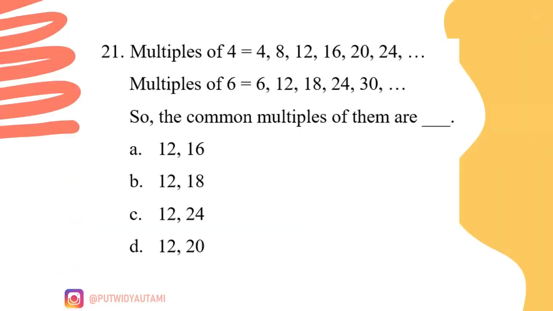Number 21. The multiples of 4 are 4, 8, 12, 16, 20, 24, and so on. Multiples of 6 are 6, 12, 18, 24, 30, and so on. So, the common multiples of them are 12 and 24. Pretty good.